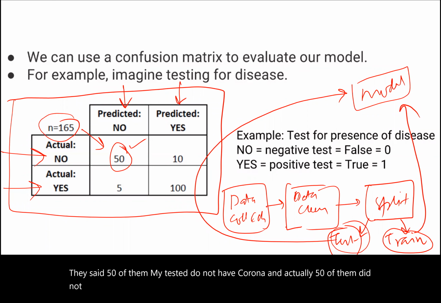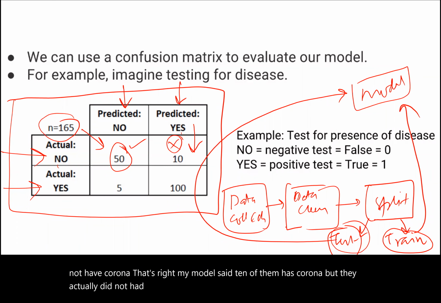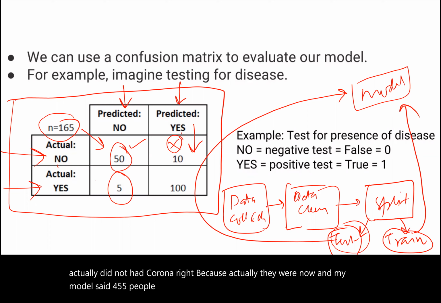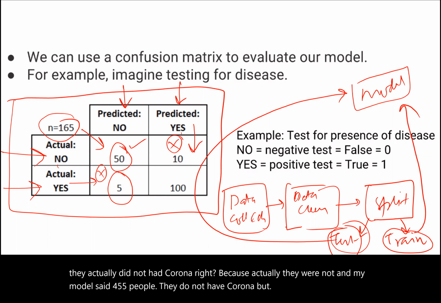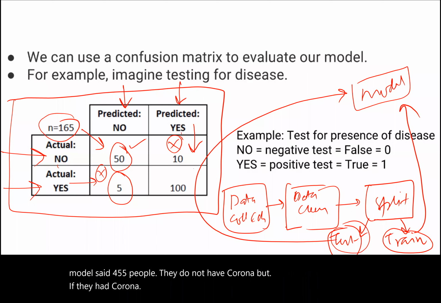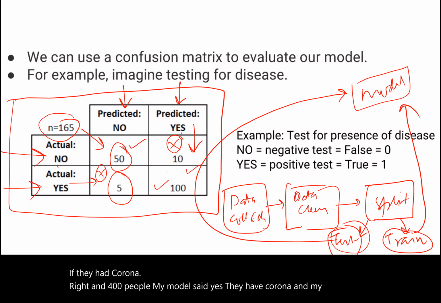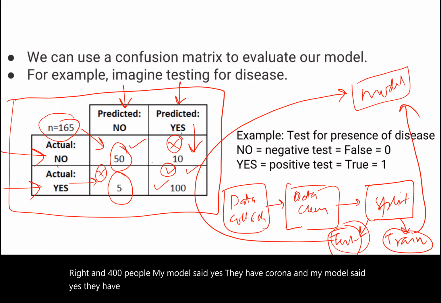That's right. My model said 10 of them have corona, but they actually did not have corona, because actually they were no. And my model said for five people they do not have corona, but actually they had corona, right? And for 100 people my model said yes they have corona, and they actually have corona. That means these are correct predictions, right?